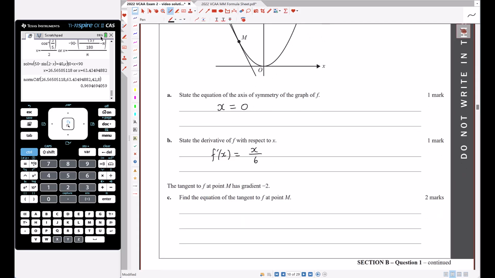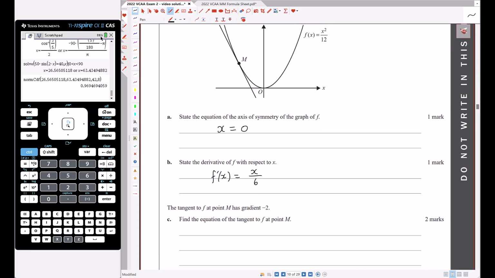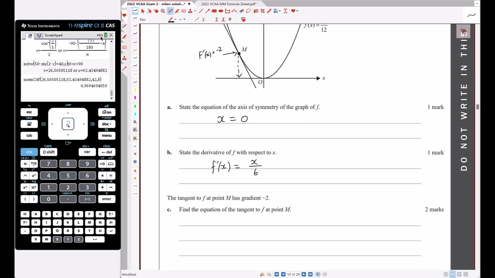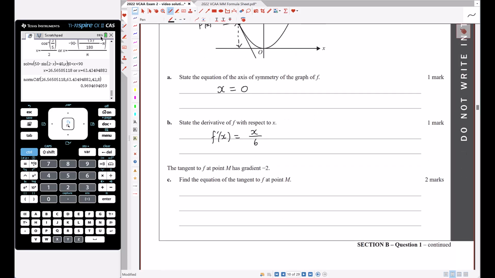Okay, so our CAS can find an equation of a tangent for us, but we actually need to know what this x value is here, where the gradient is -2. So we know that f dash of x equals -2 at this point. So let's solve that. It's quicker by hand because they're very simple functions. x on 6 is going to be -2. That's the derivative is -2, so x is -12.